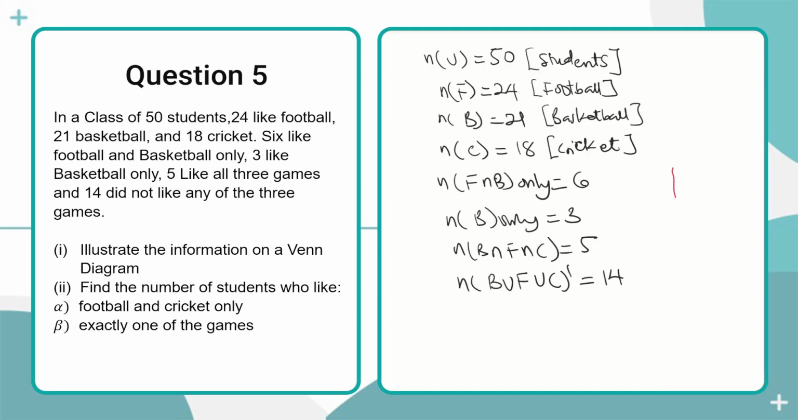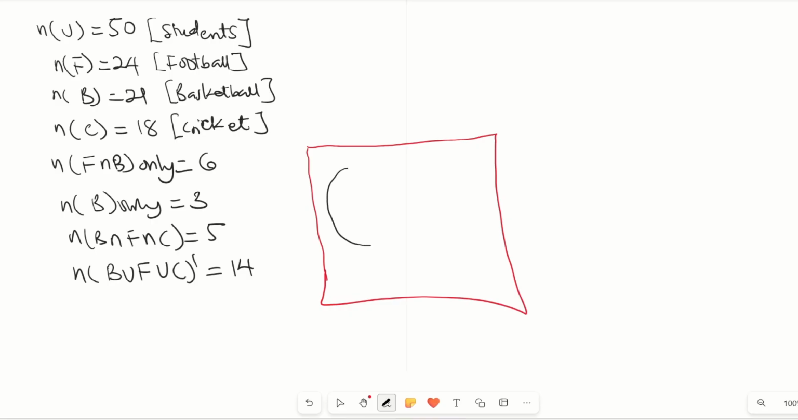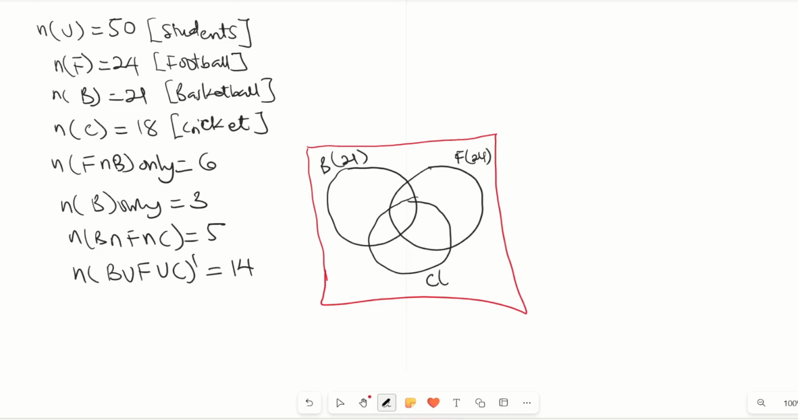So let's draw a Venn diagram. The Venn diagram should contain 3 circles, and because we have all 3, they would overlap each other and have an intersection, right? So we can let this side be B, and that's 21. This is F, that is 24. And then this is C, that is 18, right? The circles could be anywhere. Our basketball could have been here, football could have been there.